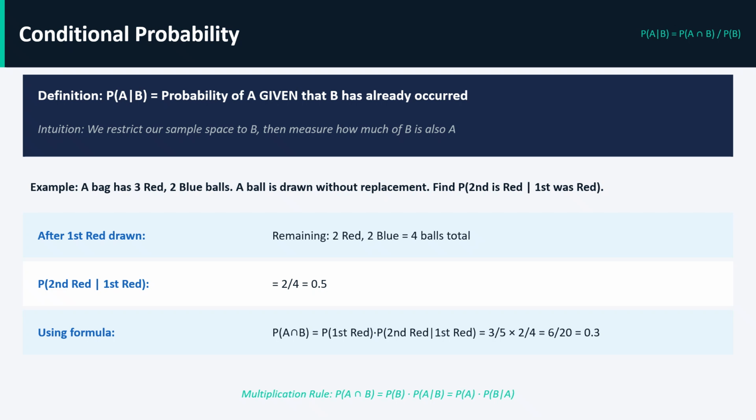Example, a bag has 3 red, 2 blue balls. A ball is drawn without replacement. Find the probability of the second ball being red given the first was red.